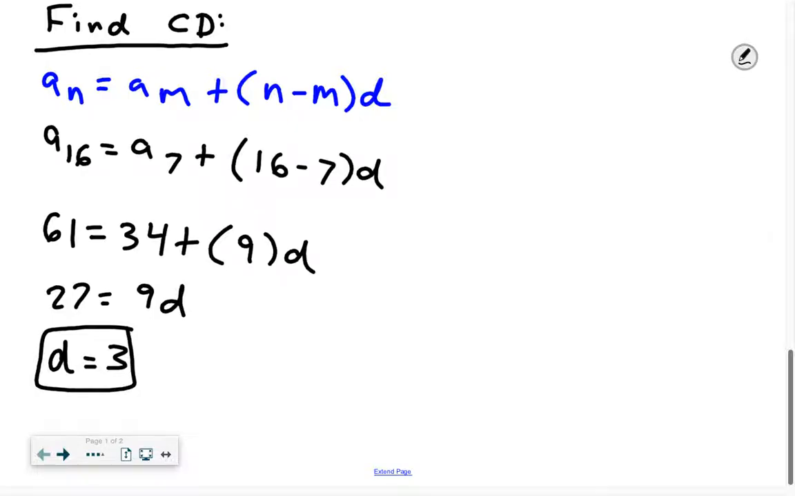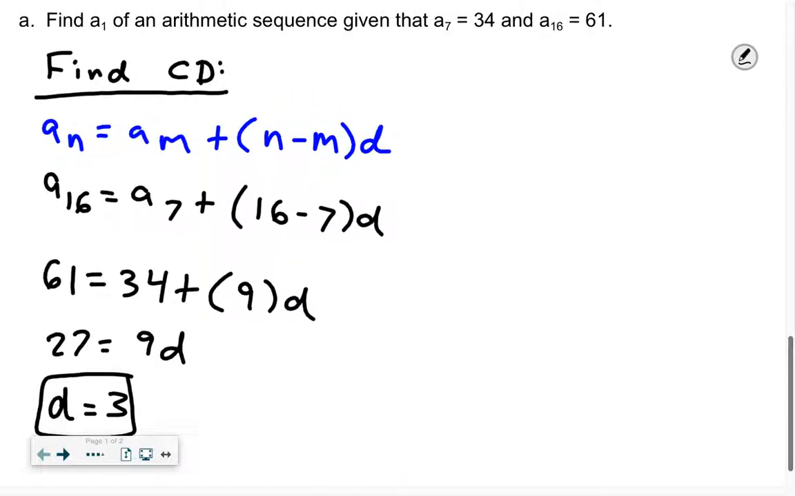Common difference is going to be 3. So what does that mean? Well, it means that the sequence that we're working with is increasing by 3 each time. Now we want to go ahead and solve for a sub 1.